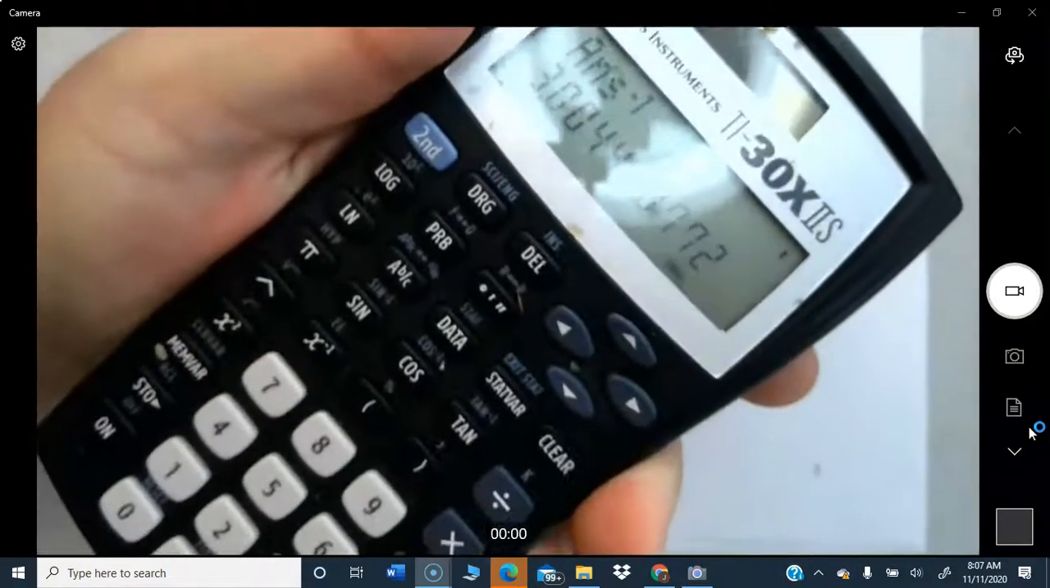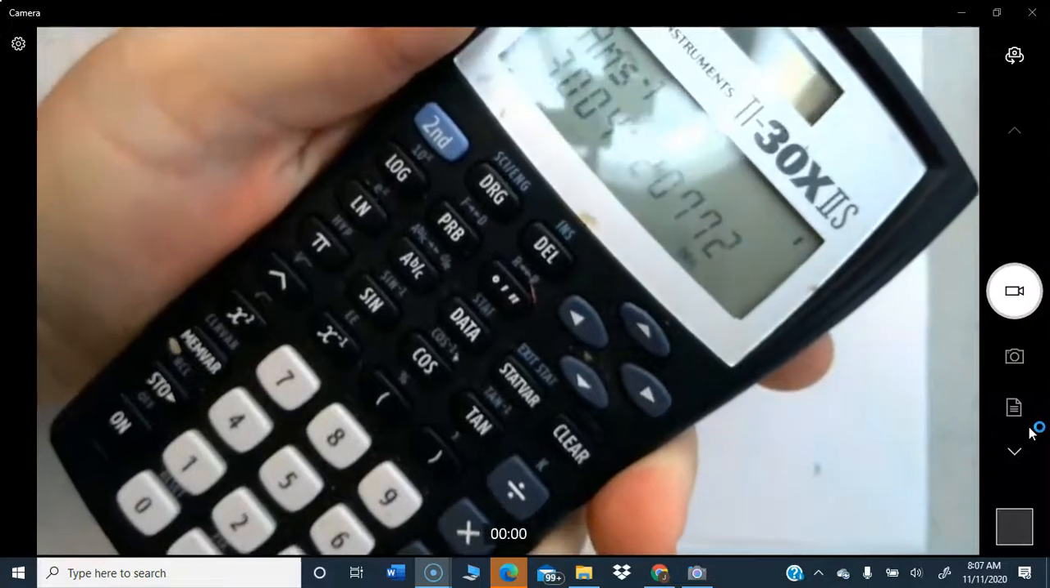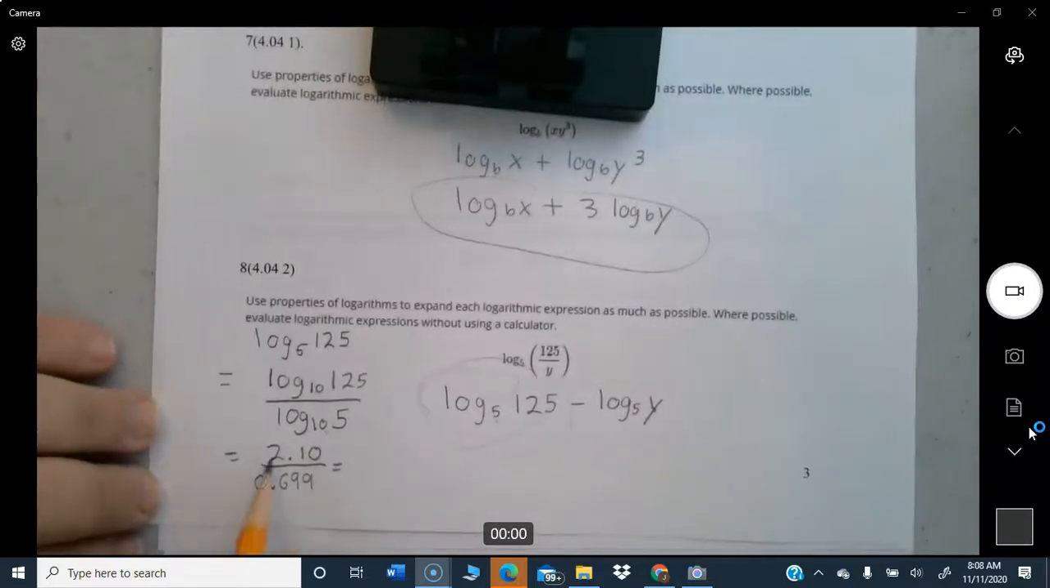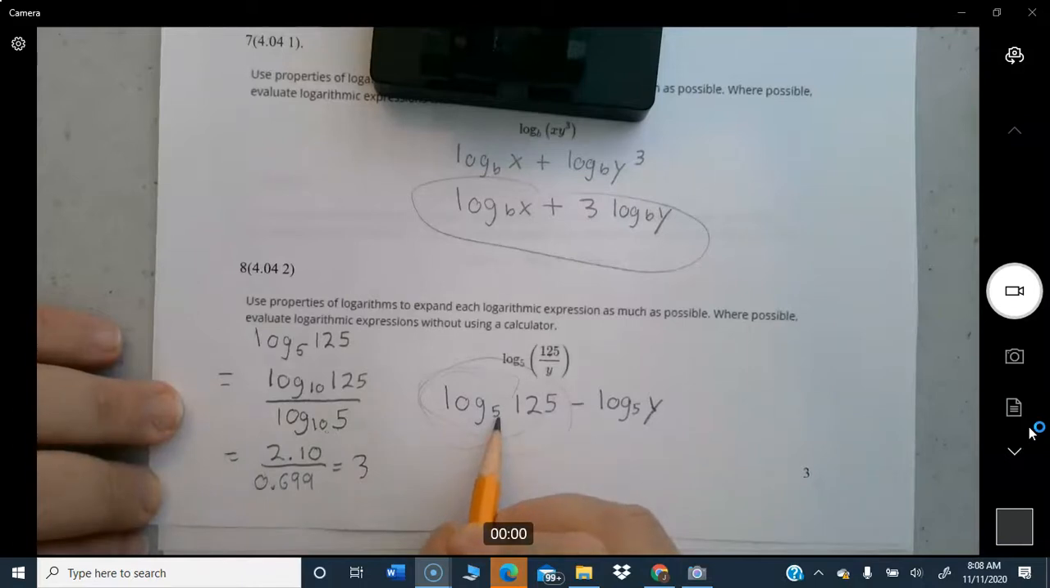Okay, and if you divide 2.1 by 0.699, the calculator says I get 3.00 blah blah blah, but it's 3. It really is 3. It's just because I rounded these, so it's 3. And that's what we said. We said 5 raised to what power gives you 125? It's 5 to the third power.